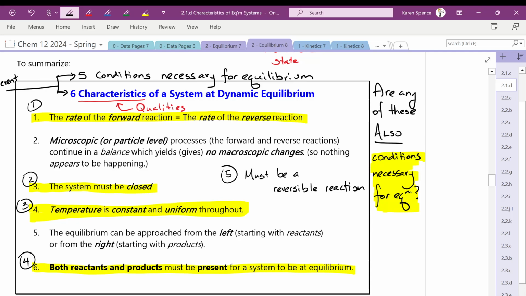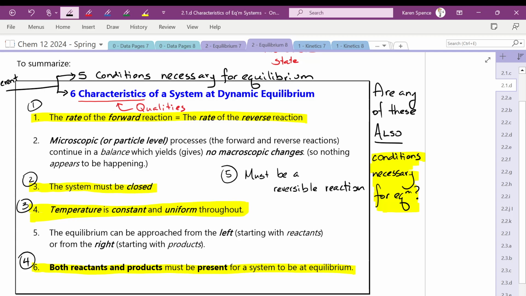Now, how fussy am I going to get? If I ask you, please give me 3 characteristics of a system at dynamic equilibrium, you could say that the reaction is reversible, but you wouldn't say the reaction must be a reversible reaction because that wouldn't be a characteristic anymore. That is a condition necessary if you phrase it that way. Do you know what I mean?